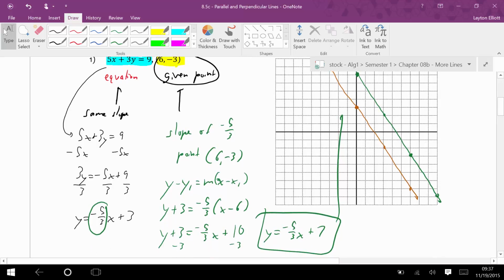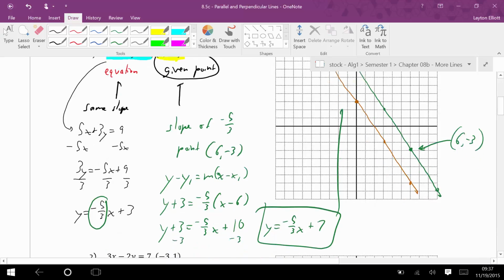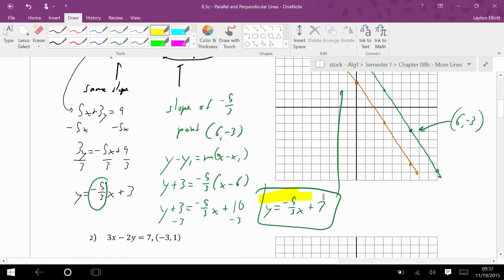And I also want to check that it actually does pass through 6, negative 3. So 1, 2, 3, 4, 5, 6. 1, 2, 3. Yep, that's the point 6, negative 3. So it did pass through there. So again, my solution is just this equation. But that equation corresponds to the green line.